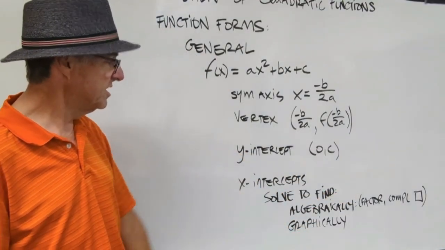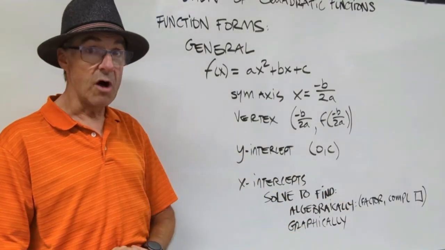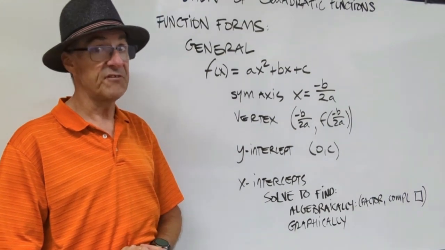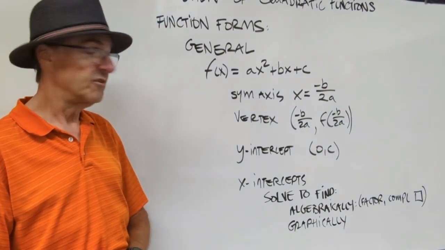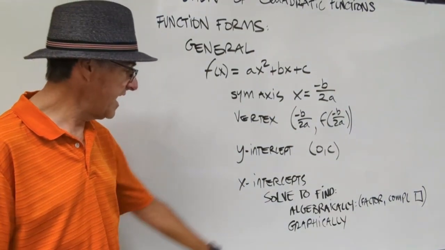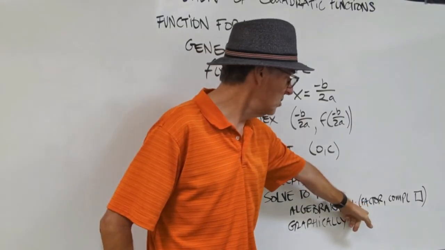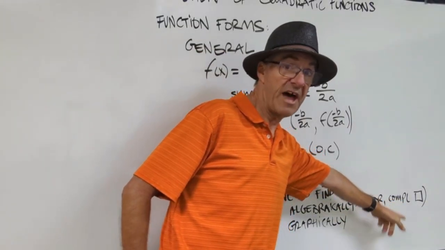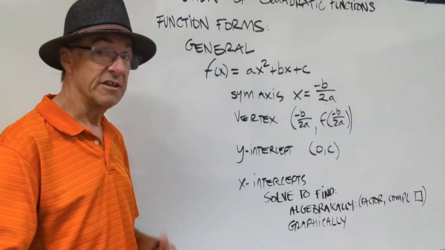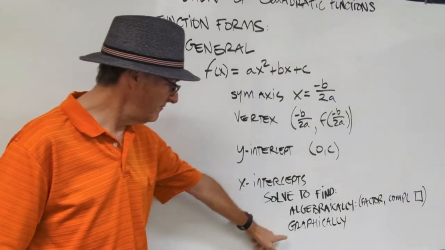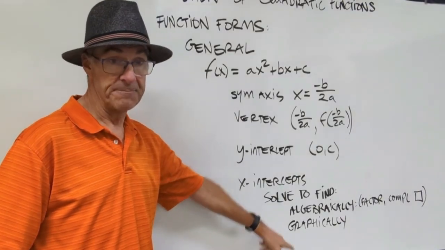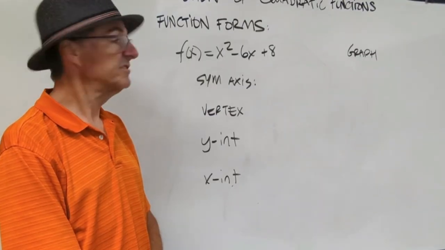The x-intercepts, the way we get those is we solve the function and find them. We set the function equal to 0 and solve it. And there are two ways to do that algebraically. We factor or we complete the square. We can do that. Or we can do it graphically on the fancy calculator and find the intercepts that way. All right, a quick practice.